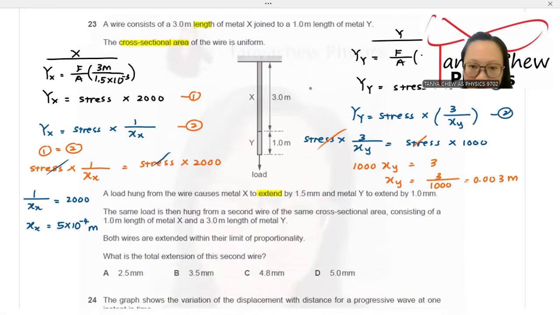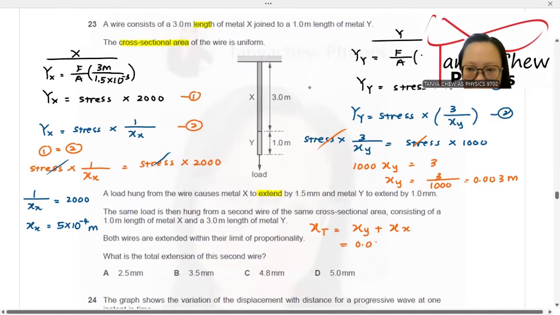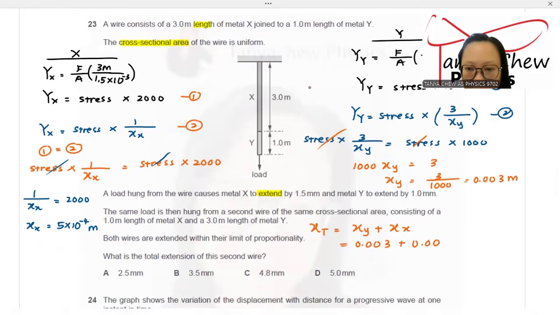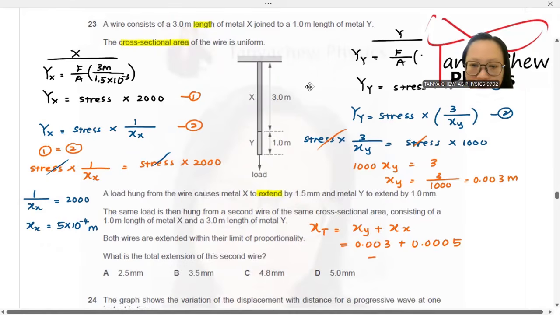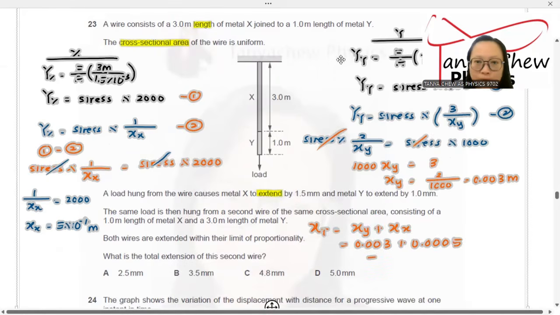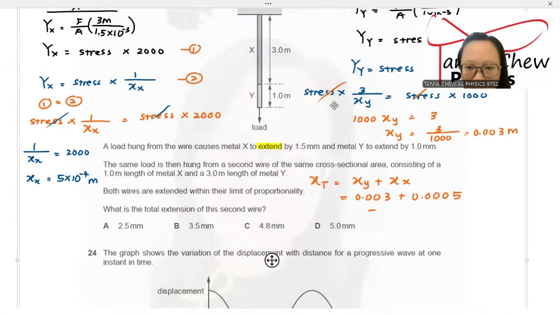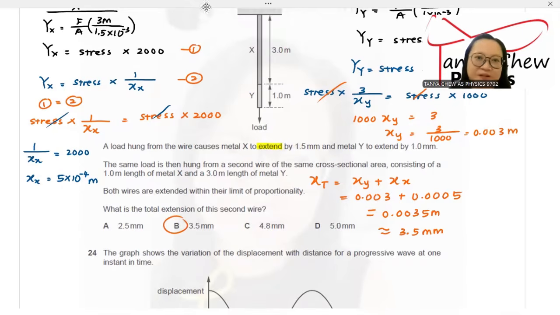So total extension is equal to extension of Y plus extension of X. 0.003 plus 0.0005 meter, that gives you 0.0035 meter or 3.5 millimeter. B is the answer.